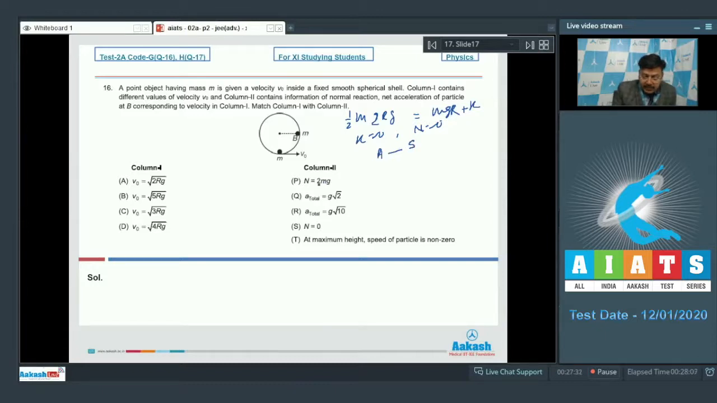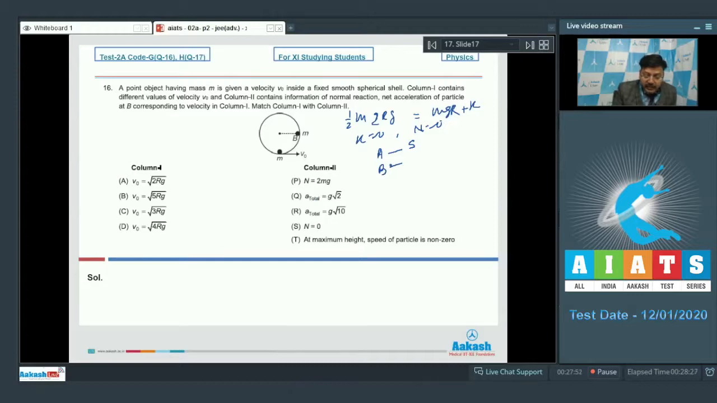So N will be 0, N is 2 mg will not be correct. Net acceleration at that position will be simply g. So Q and R do not match and speed has become 0, so T does not match. So for A, S is okay, S is matching. Let's look at B then.